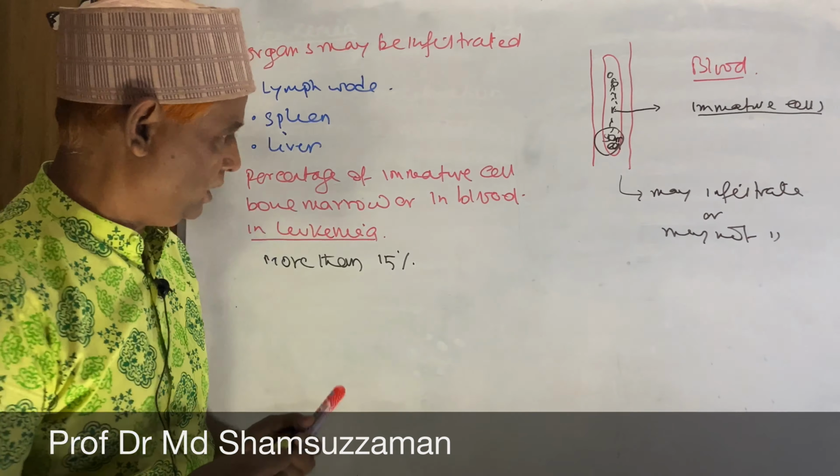Then chronic leukemia. In chronic leukemia, the clinical course is long and the prognosis is better. Long clinical course and better prognosis. So this is on the basis of clinical course and prognosis. Now, based on cell lineage involvement.